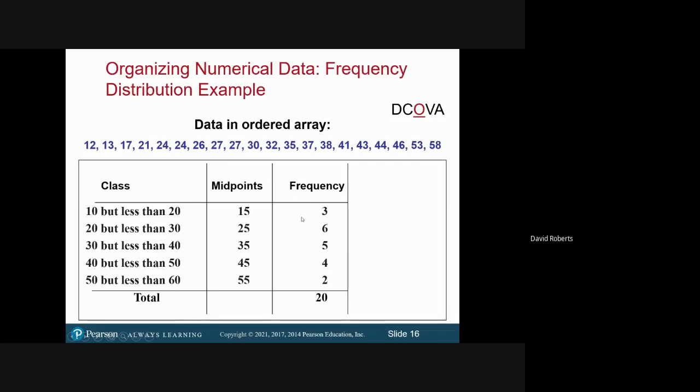So you look at it. Now, this actually makes much more sense than just looking at the ordered array. 3, 6, 5, 4, 2. So it goes up and then it goes down. And we're going to put this into a graph.